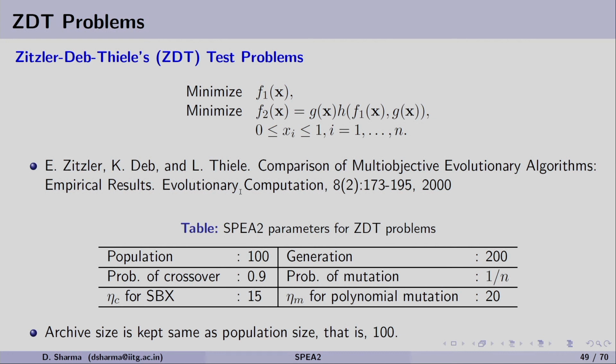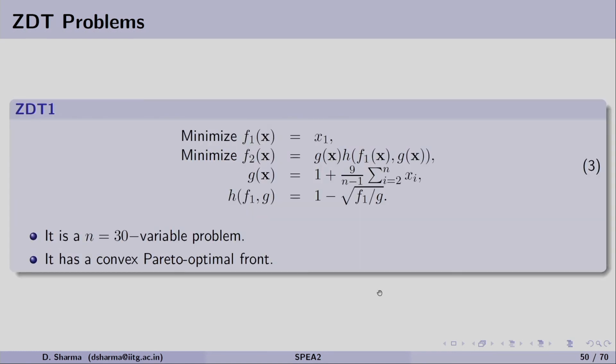The parameters which we have set for the ZDT problems: we have taken population size 100, we are going to run for 200 generations, crossover probability 0.9, mutation probability 1 by n, eta c 15, eta m 20, and since we have the archive in SPEA2, we are keeping the same archive size as the population. So, currently it is 100. Let us begin with the first problem, which is known as the ZDT1 problem.